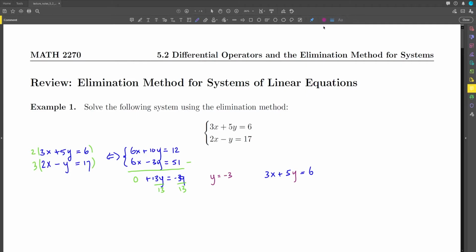And then we get 3x plus 5 times negative 3 equals 6. And so 3x minus 15 equals 6. So 3x equals 21, and then x equals 7. So our final solution to this system of equations is x equals 7, y equals negative 3.